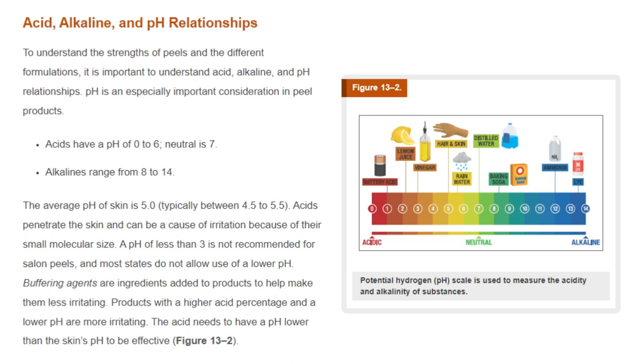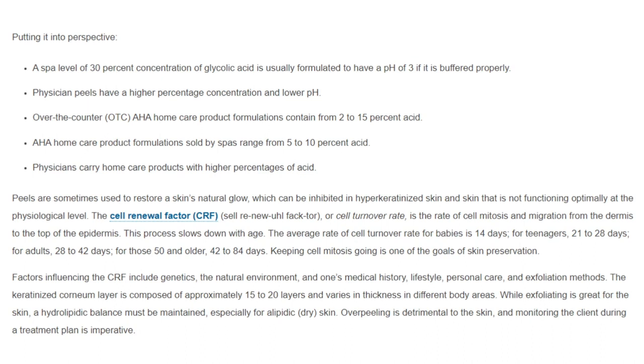Figure 13.2. Potential hydrogen, pH, scale is used to measure the acidity and alkalinity of substances. Putting it into perspective. A spa level of 30% concentration of glycolic acid is usually formulated to have a pH of 3 if it is buffered properly. Physician peels have a higher percentage concentration and lower pH.